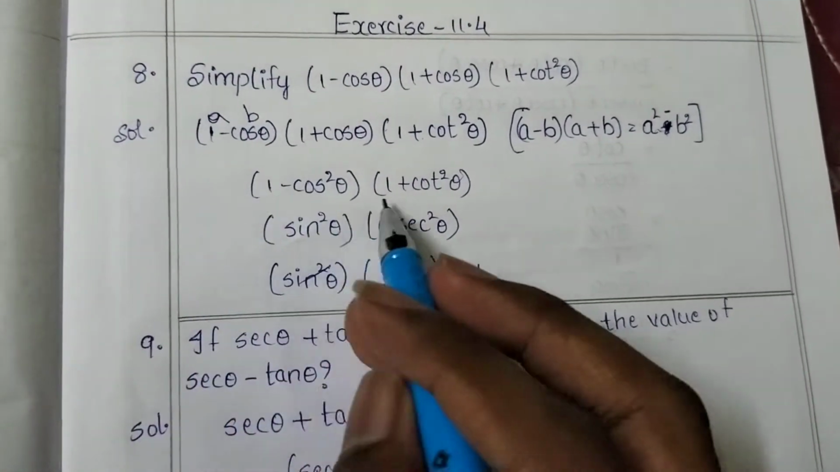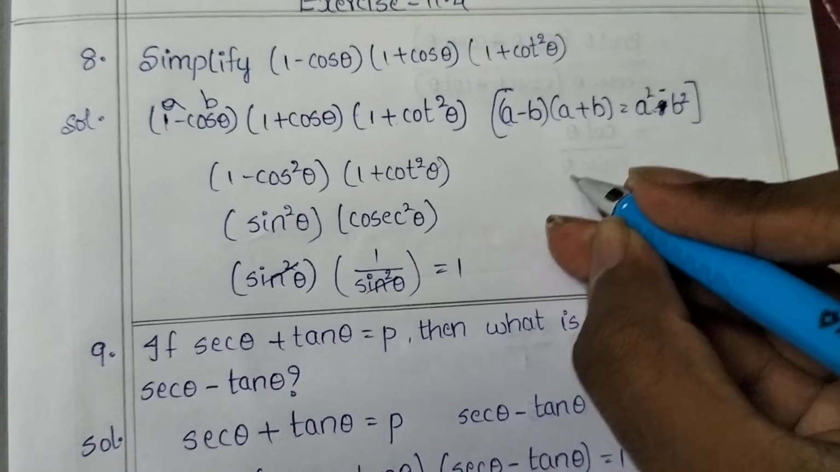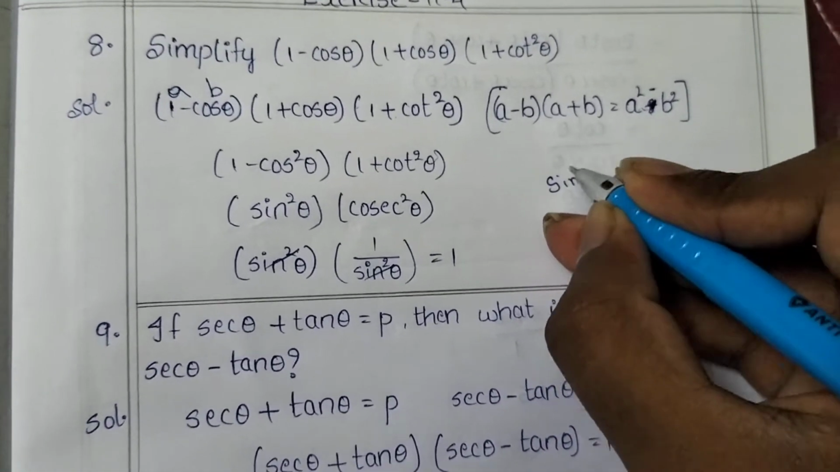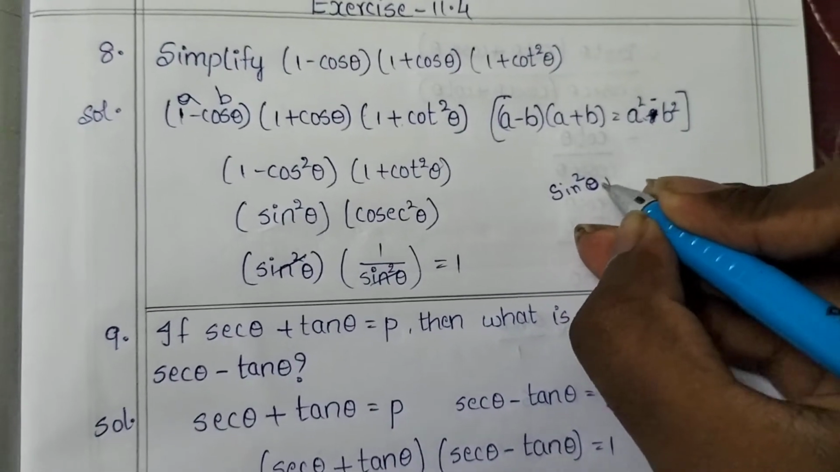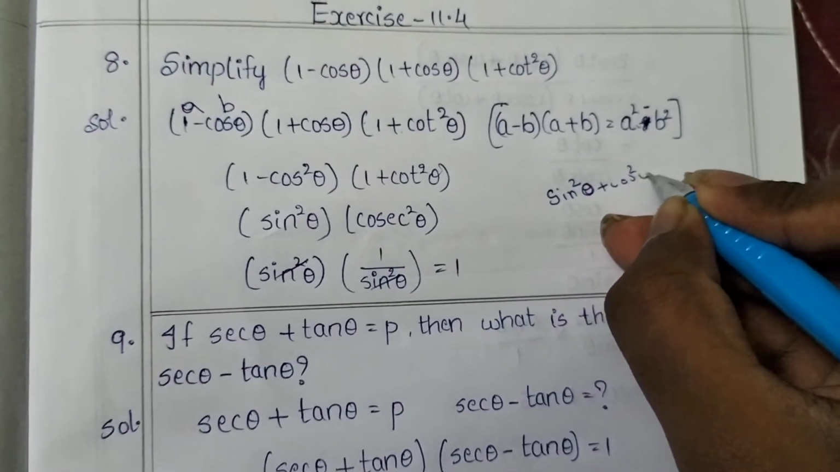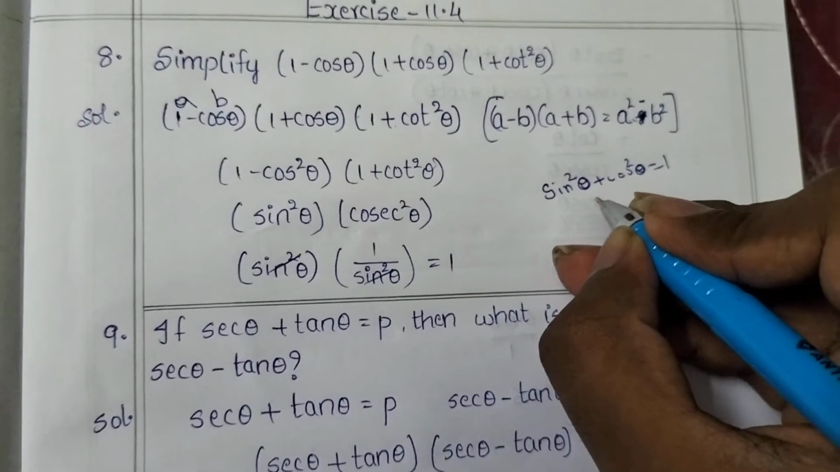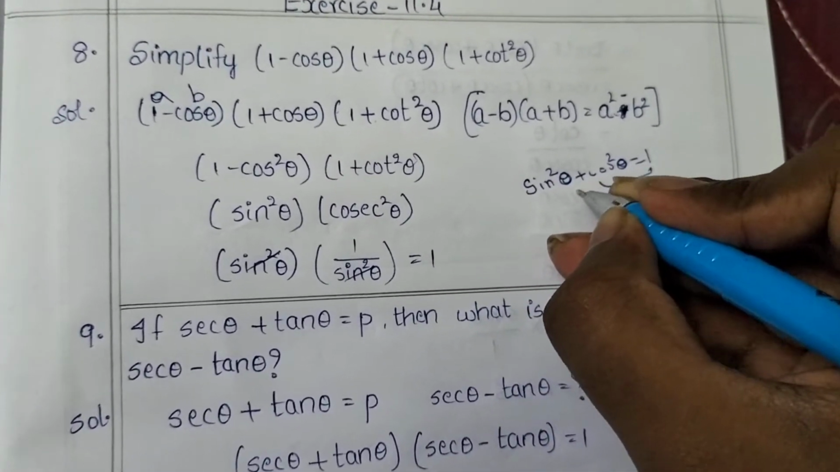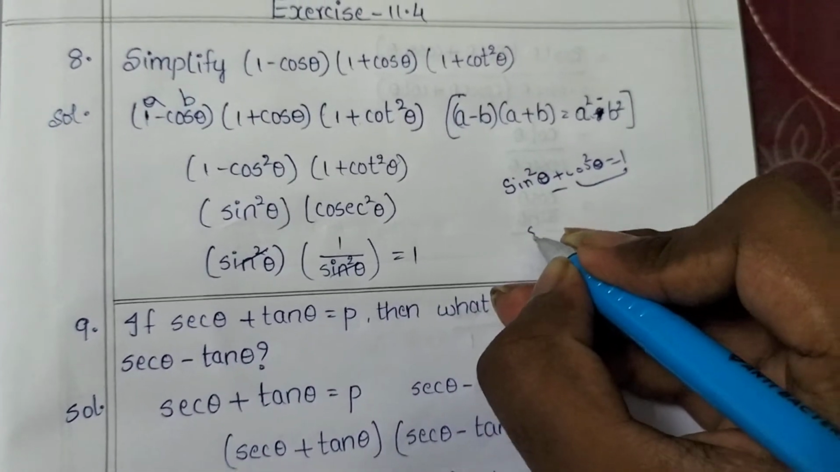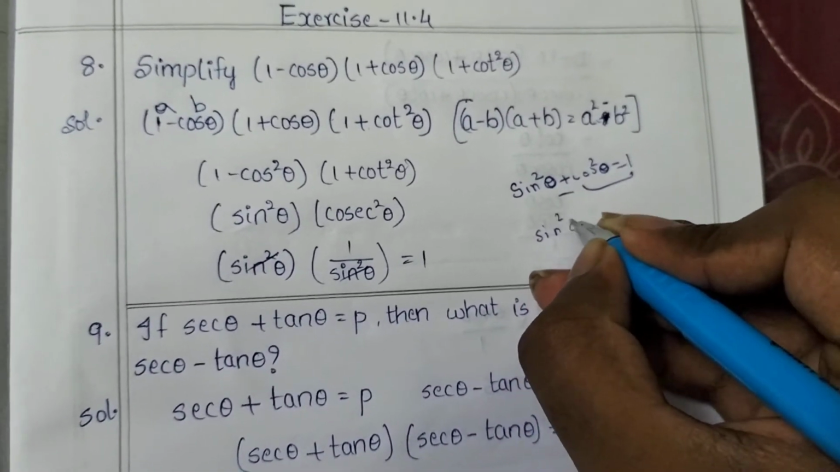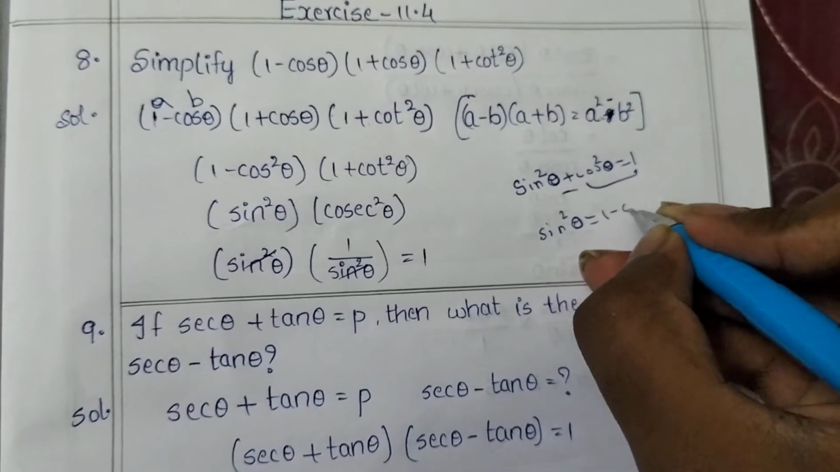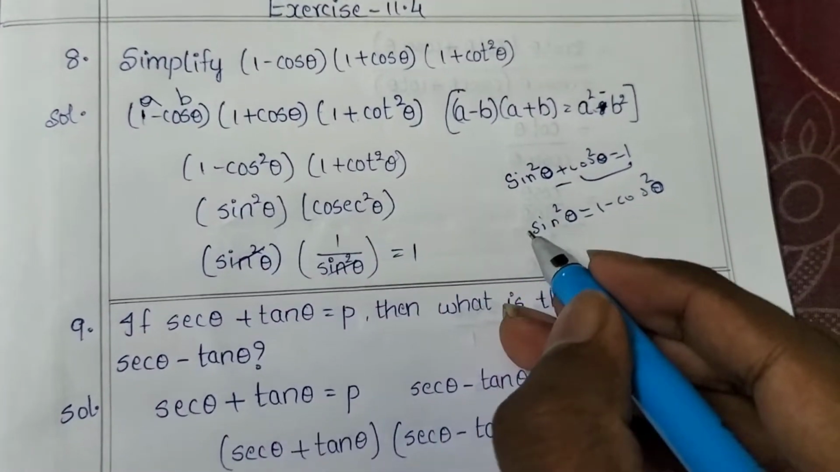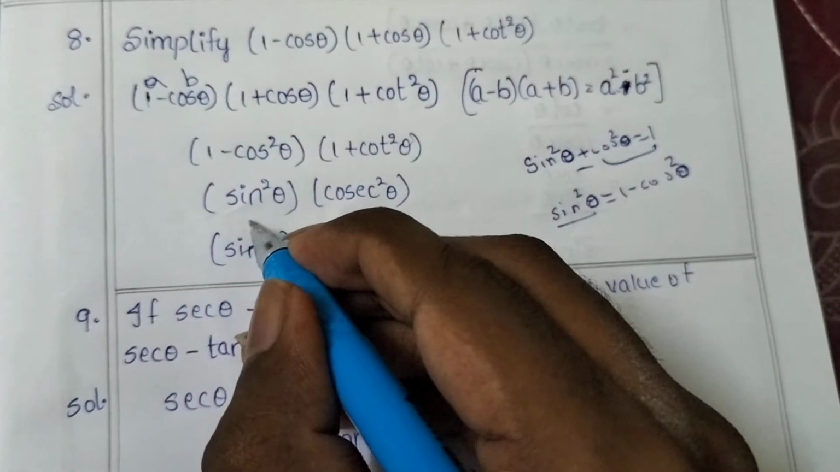Now 1 minus cos square theta. According to identity number 1, sin square theta plus cos square theta is equal to 1. We need sin square theta, so transposing cos square theta to this side, here it is plus, coming here it will become minus. So sin square theta is equal to 1 minus cos square theta. In the place of 1 minus cos square theta, we can substitute sin square theta. So that only I did.